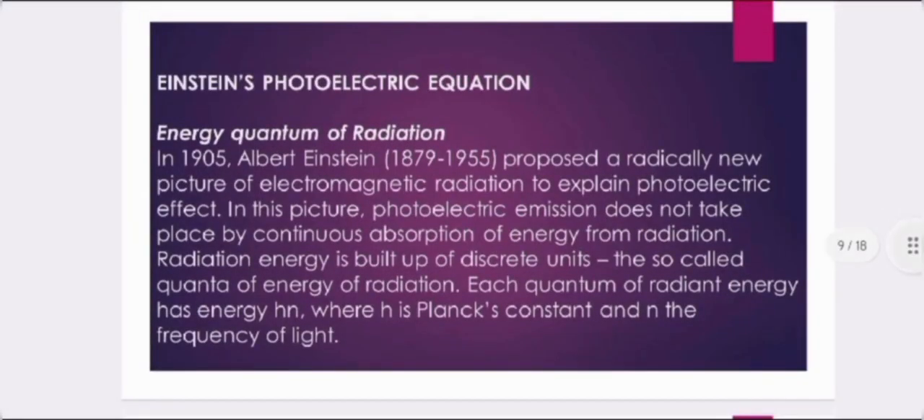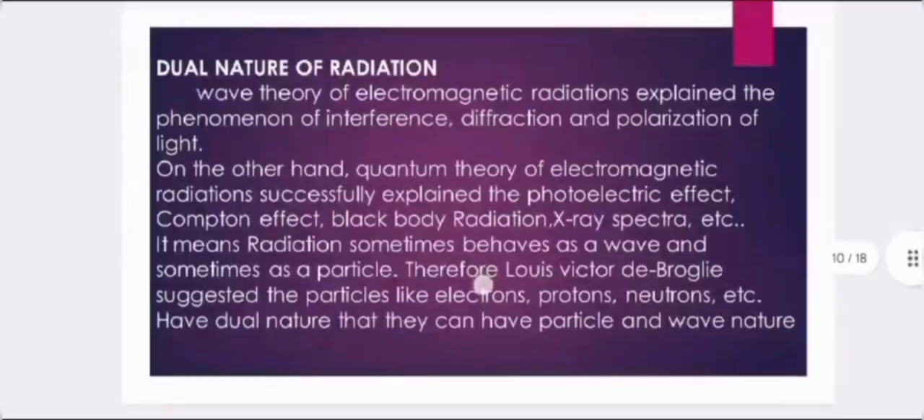Einstein's photoelectric equation. Energy quantum of radiation. In 1905, Albert Einstein proposed a radically new picture of electromagnetic radiation to explain the photoelectric effect. In this picture, photoelectric emission does not take place by continuous absorption of energy from radiation. Radiation energy is built up of discrete units, the so-called quanta of energy of radiation. Each quantum of radiant energy has energy hν, where h is Planck's constant and ν the frequency of light.